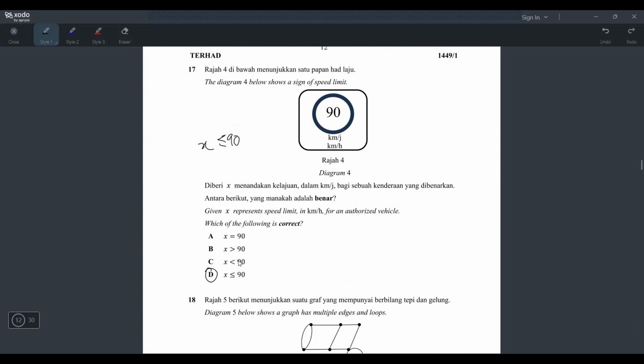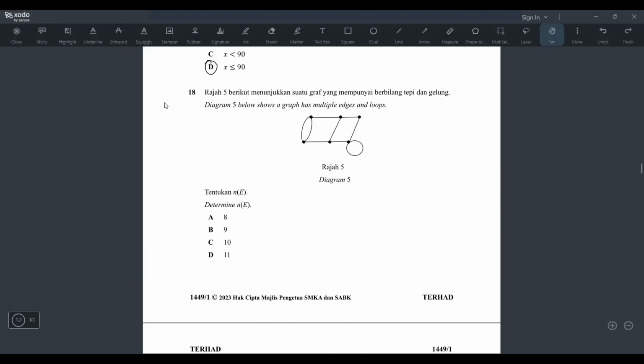Okay, cannot be C because C is like this. This is not the symbol for maximum, right? So just remember, if they say limit, that means the maximum or the minimum. And the symbol for maximum has the line underneath. It means maximum 90 means cannot be more than 90, but can be 90. 90 is allowed. It's just cannot be more than 90. So 90 or less than 90. So that's the answer, right?